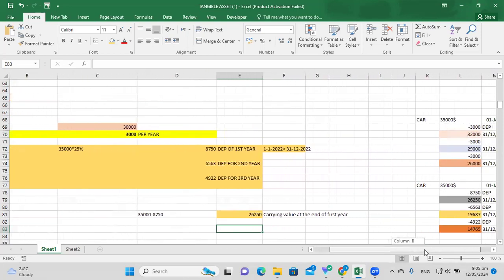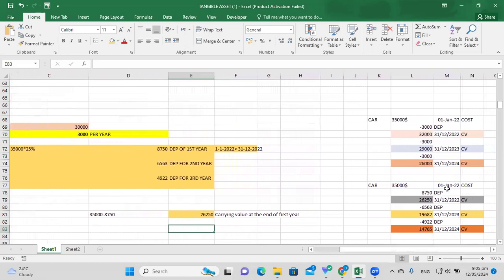All right. So I will move on to here and explain from here now. For example, our first year depreciation was 8750, right? So we subtracted 8750 from 35,000 and we got 26250, all right? And 26250 was our carrying value at the end of first year. Our end of first year was 31 December 2022. So our carrying value on 31 December 2022 was 26250. I hope that's clear till here.